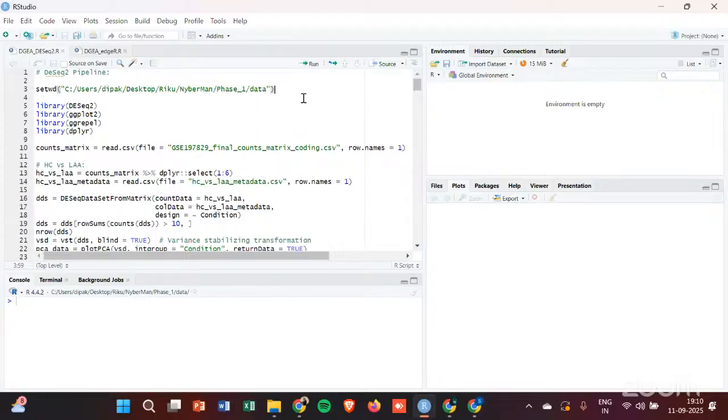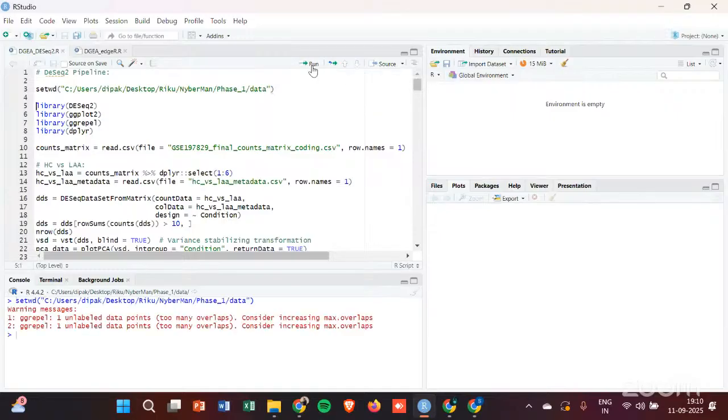I will run each line and explain what each line does. So we all know what setwd does. It basically sets everything up, right? The directory that we'll be working with. Don't really pay attention to these. I don't know why these came.